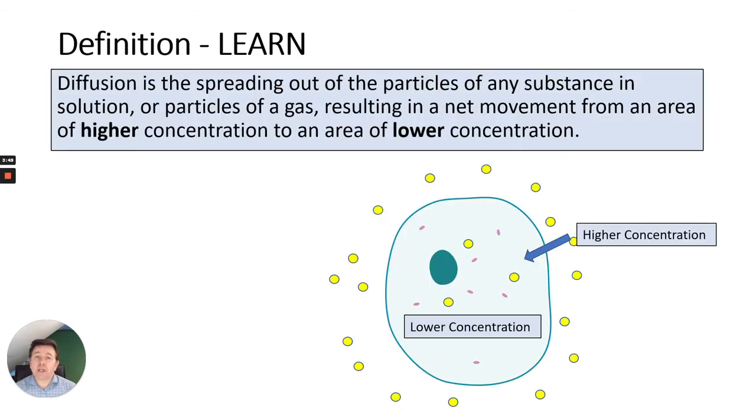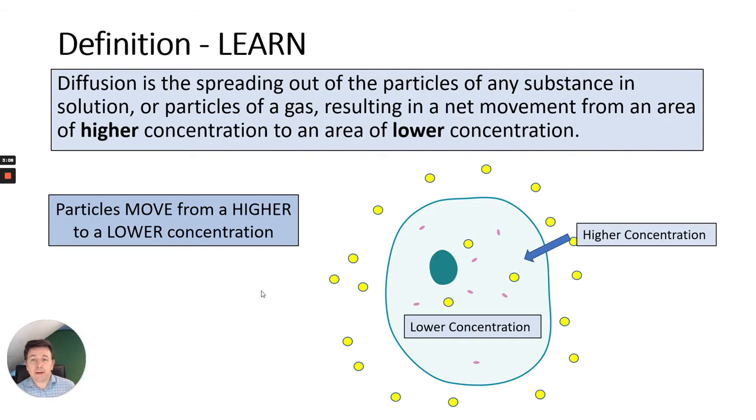Now I'm going to ask you to learn a set definition. Diffusion is the spreading out of the particles of any substance in solution, or particles of a gas, resulting in a net movement from an area of higher concentration to an area of lower concentration. So what we have here is a cell, and inside the cell there is, let's say, oxygen, and there's less oxygen inside the cell and a higher concentration outside the cell. What will happen is that there'll be a net movement from outside to inside the cell. So particles move from a higher to a lower concentration.